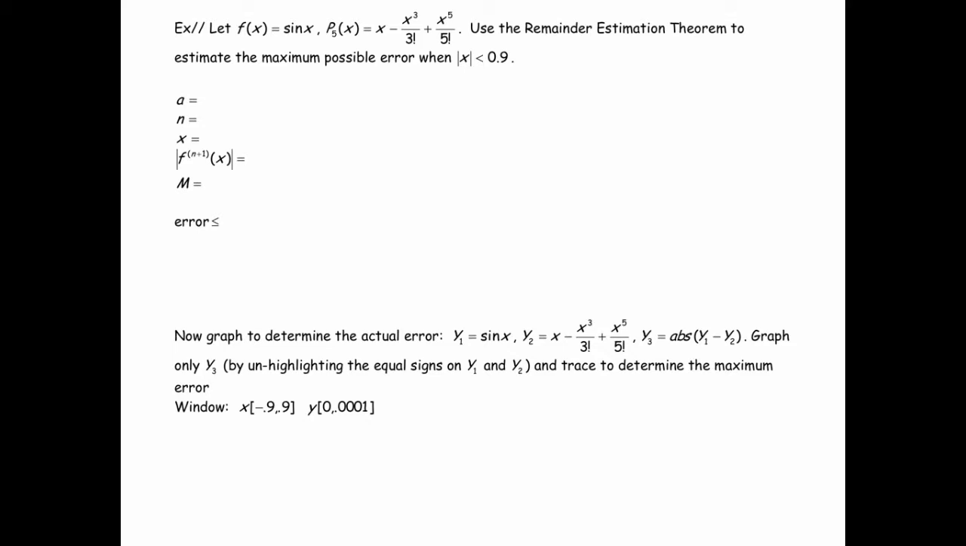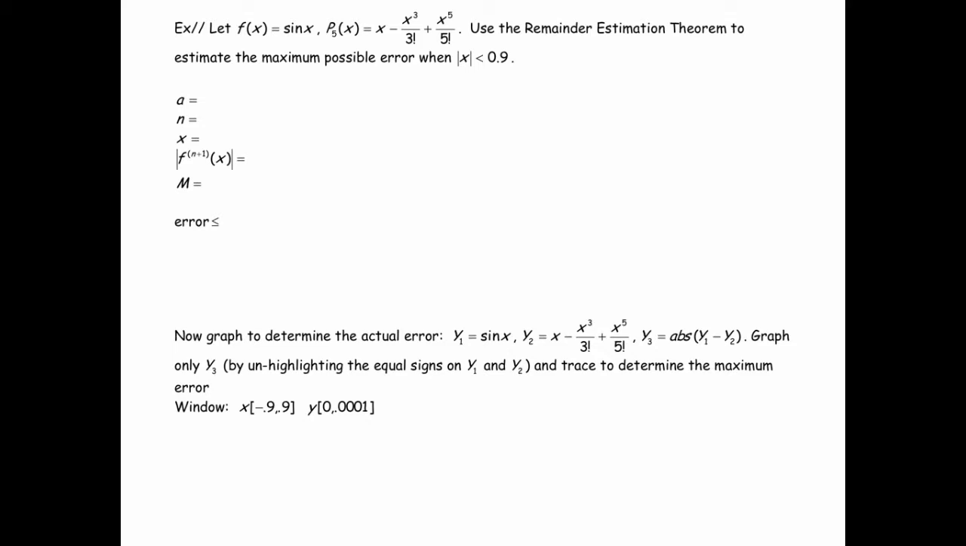Let's try a different example. We'll use the same function, maybe a different interval. So sine of x is given as our function, and we're using the 5th degree Taylor polynomial again. And we're going to approximate it, and we're interested in the maximum value that the error could be if we're using x values in between negative 0.9 and 0.9.